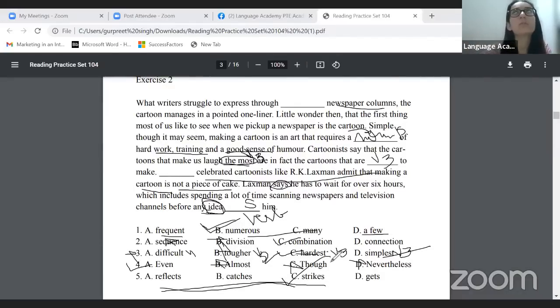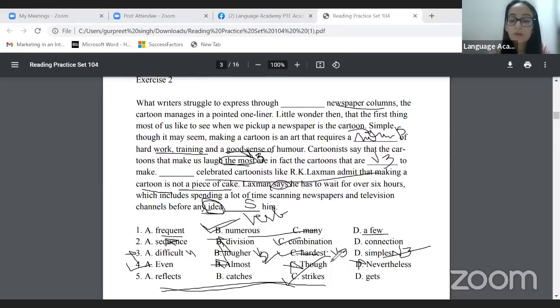For example, you might have heard this thing. How did this idea strike you? So that simply means how did you get this idea? So strike is the verb that we normally use, or I should say academically use, with the noun idea. Idea and strike is a combination, which means gets only. So these are the answers.